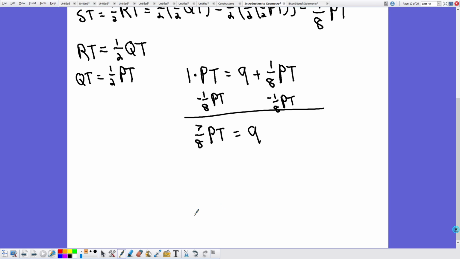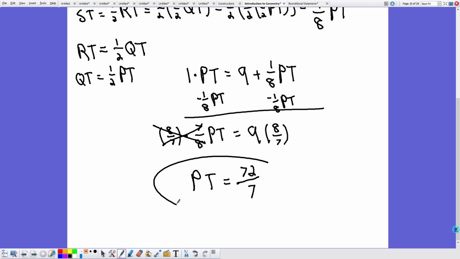All right, then to get rid of the 7/8, you can multiply by the reciprocal or divide both sides by 7/8. I'm going to just multiply by the reciprocal. So I'm going to multiply both sides by 8 over 7. That way, these values will cancel out, and we're simply left with the fact that PT is equal to 9 times 8/7. Well, 9 times 8 is 72, so that's 72 over 7. And that is our result.